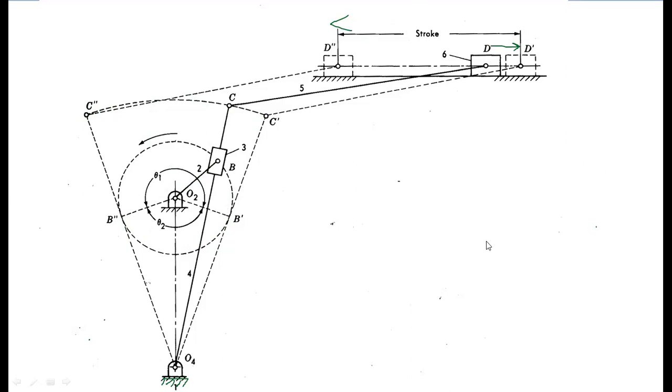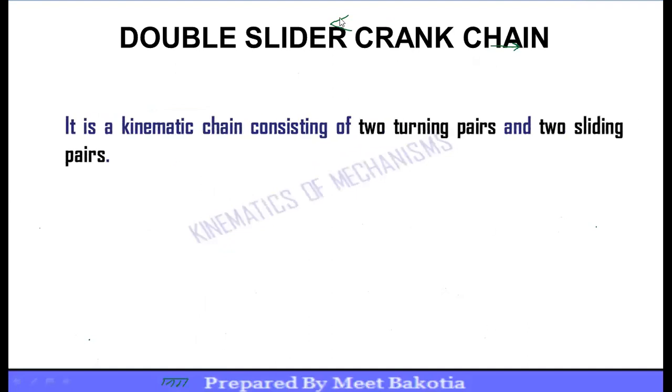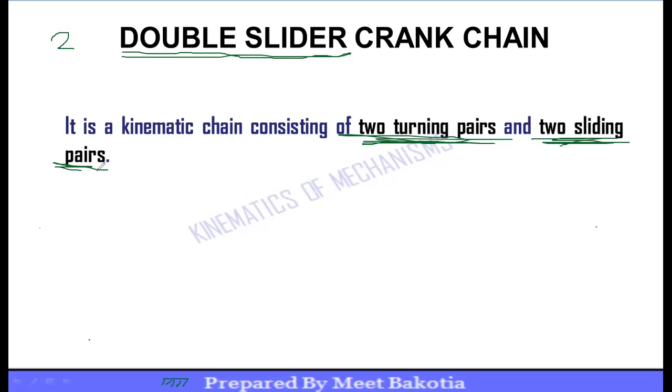Let us move ahead to the double slider crank chain. How is this different from the single slider crank chain mechanism? Now, the word itself tells us, since the double sliders are there, so two sliders are there, right? So now there are going to be two turning pairs and two sliding pairs. So two turning pairs and two sliding pairs in the double slider crank chain mechanism.